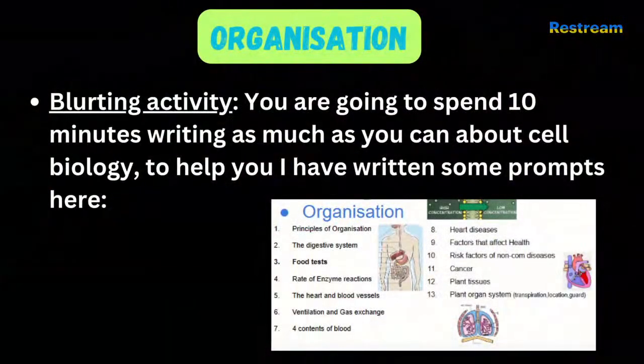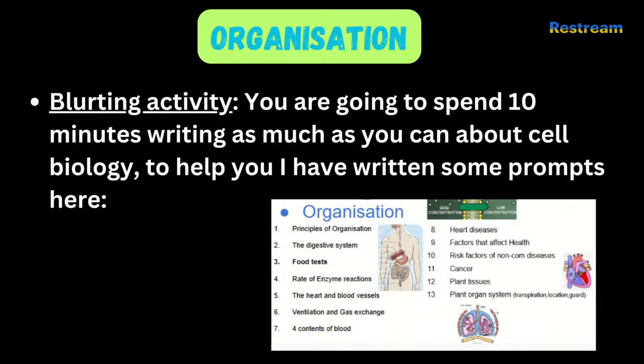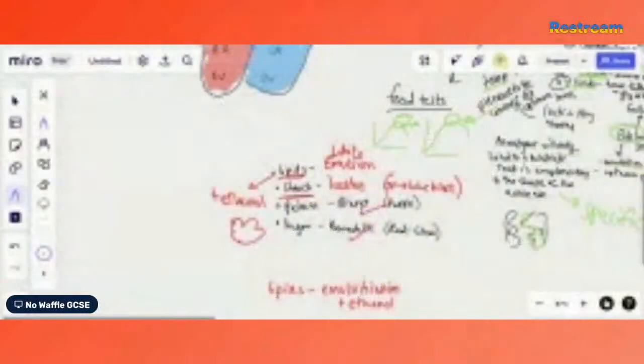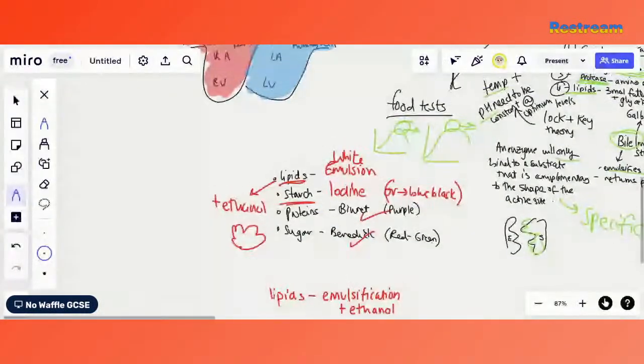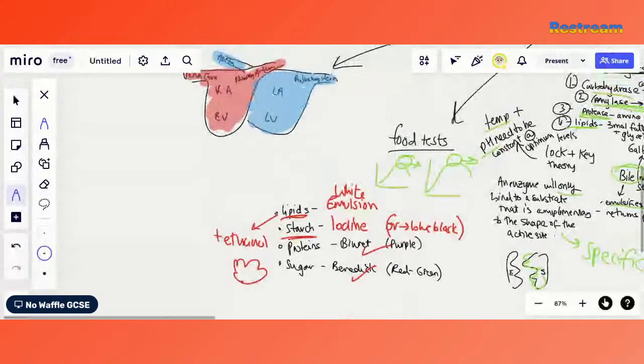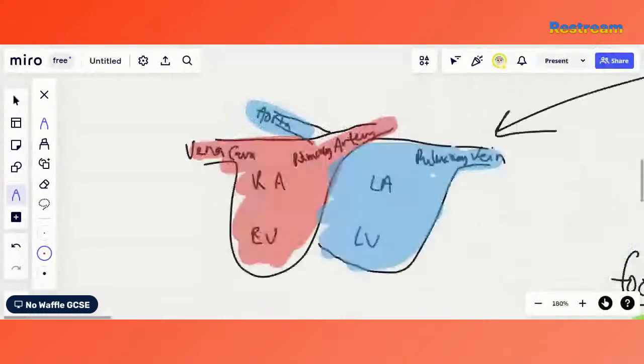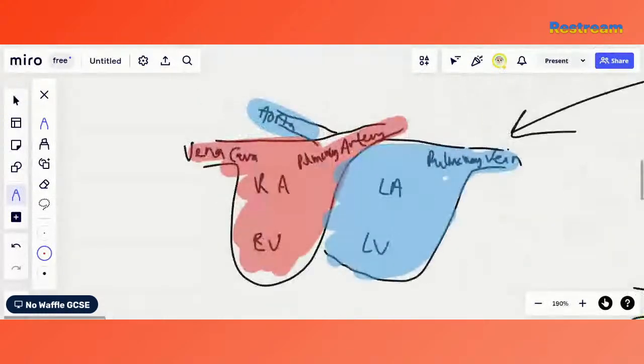Now, let's revise the final bit. We looked at the heart and the blood vessels. I didn't get too far into this, but this is the heart diagram. I'm just going to double check that this is correct. I don't want to tell you wrong information. But it's quite easy to forget the different parts of the heart, and therefore there is a way that I learned this.